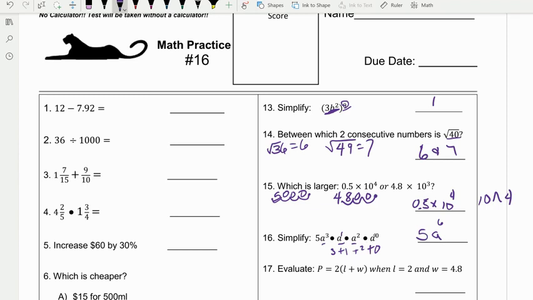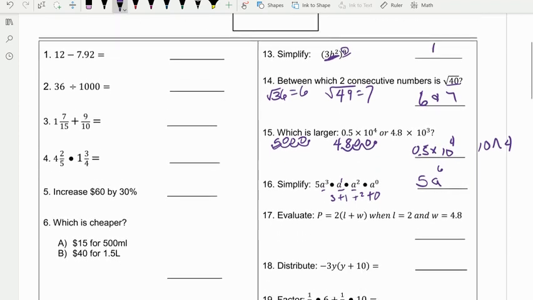Also, you could think of a to the 0. Remember, anything raised to the 0 power is 1. So we'd just be multiplying by 1, so it really just becomes 3 plus 1 plus 2. So both ways are a good way to think about that one.